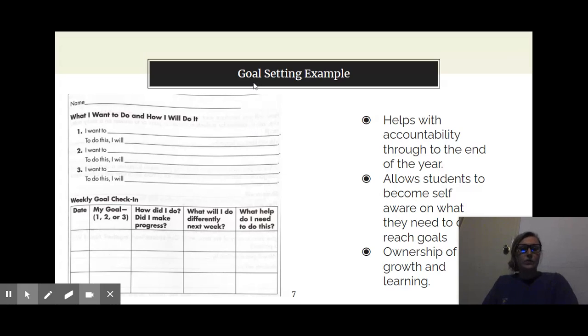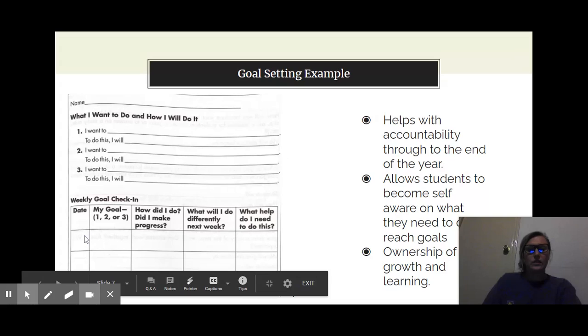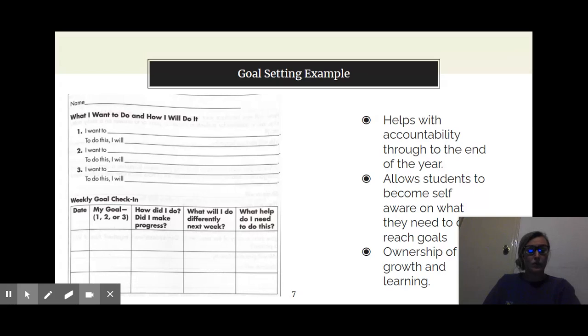Something as simple as this goal setting sheet can help with accountability through to the end of the school year. These little victories that students reach in those last weeks can be pivotal in continuing growth throughout the summer. This also allows students to become self-aware on what they need to do and the steps they need to take to reach their goals. This also gives students a sense of ownership in their own growth and their own learning.